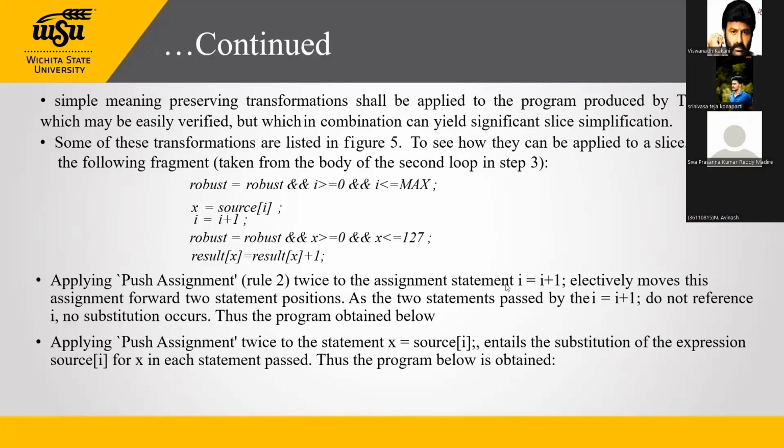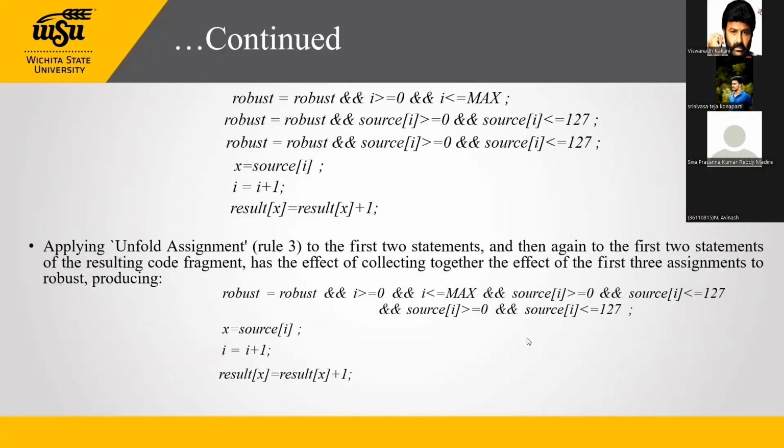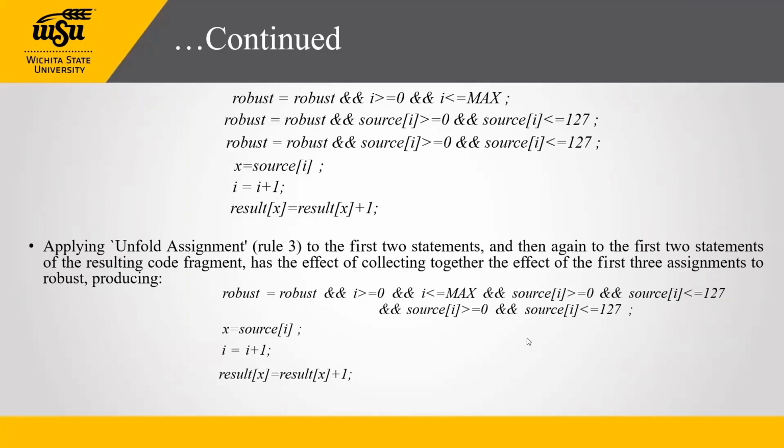Applying push statement twice to the statement x equal to source of I, which is an array again, entails the substitution of the expression source of I for x in each statement it is passed. Thus, the program below is obtained from the following procedure: robust equal to robust and I greater than or equal to 0 and I less than or equal to max.